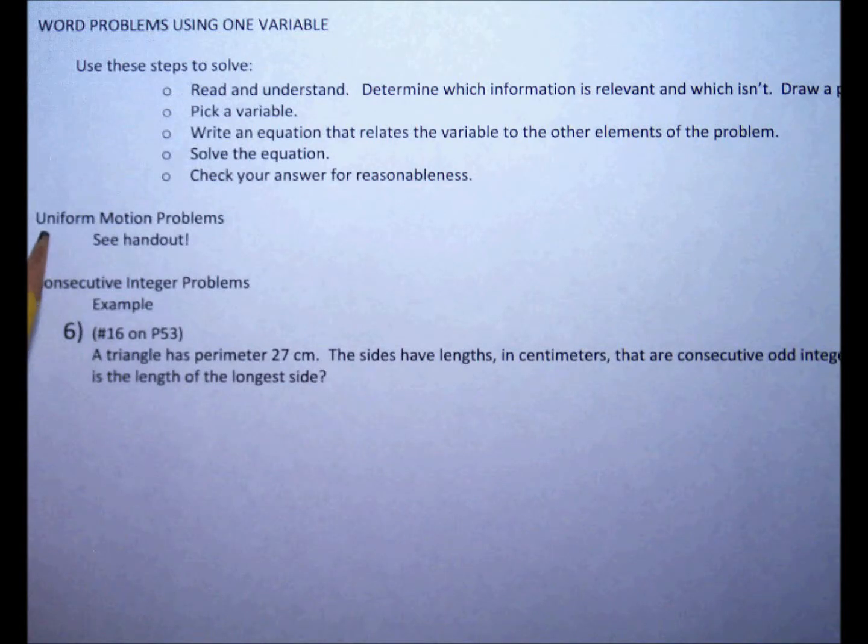Good. Now let's move on and look at a couple of types of word problems. In my locker, you will find uniform motion problems, so I want you to go and take a look at those. I'm not going to go through them here. There are examples of rate uniform motion in the same direction, in opposite directions, and round trip problems. So I want you to take a look.